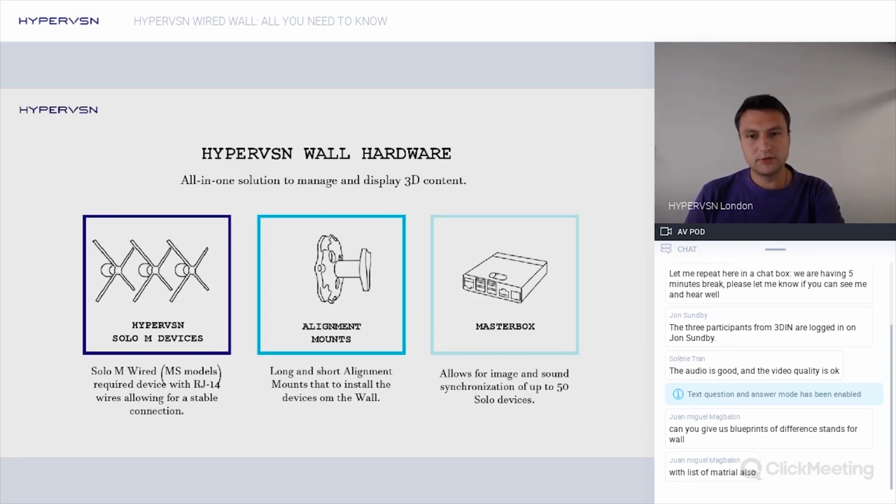And then it comes to the special alignment mounts. Alignment mounts can be of two types, long and short. As you know, while constructing the HYPERVSN wall, you need to follow the sequence of long and short mounts. HYPERVSN wall devices are installed in an overlapping manner, so the rays overlap each other. In order to achieve this overlapping installation, you need to use long and short mounts.